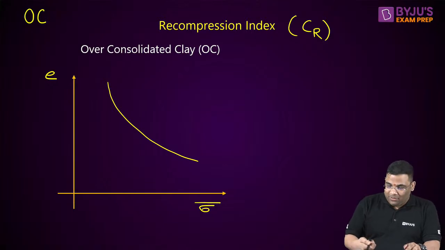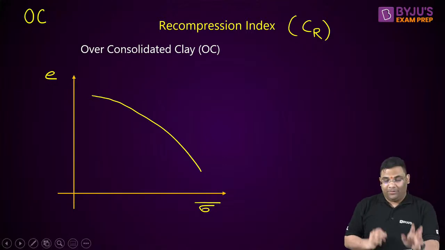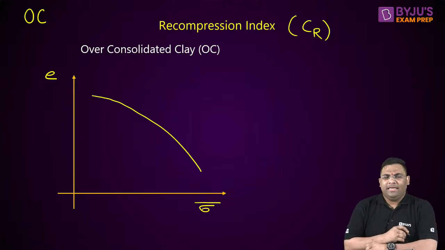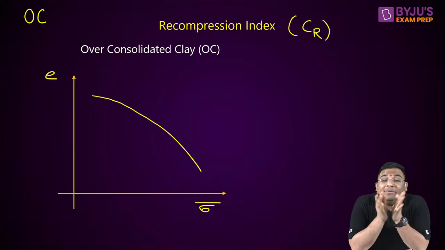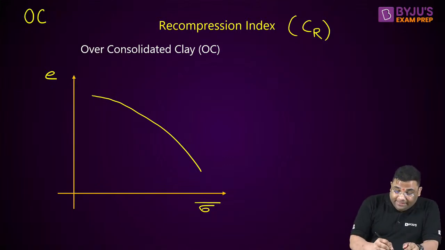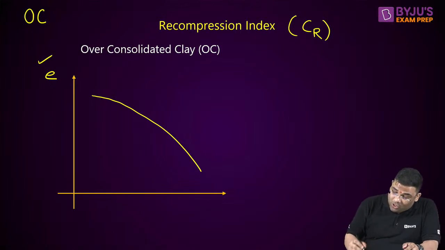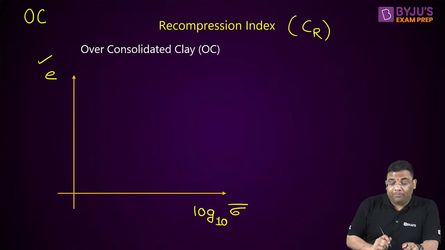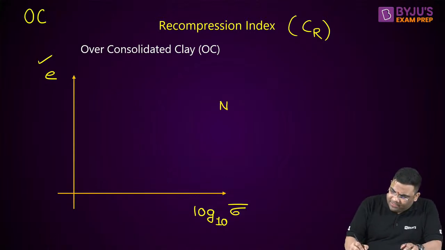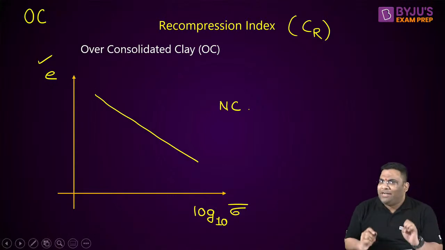Yes. But for OC, we'll get a plot like this. It's just opposite, a mirror image kind of thing, right? Now this is for void ratio versus effective stress. Now, if I take a log here, log 10 effective stress. For NC clay, what was happening? For NC clay, it was a straight line, right? It was a straight line.